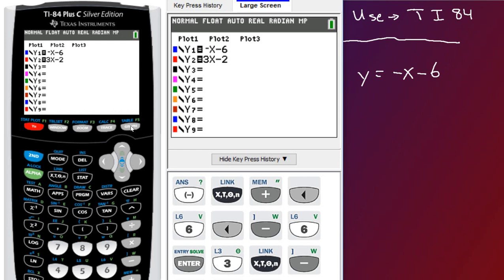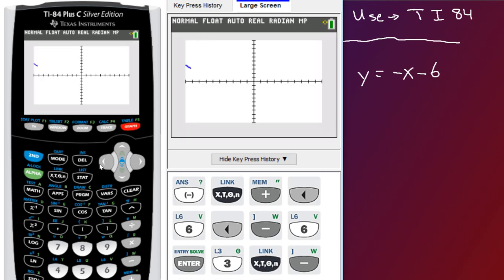Now this calculator emulator is a little bit slow, but we will get a picture of the graphs. So there's our first one, and our second one is coming up. And the answer to our problem is right here where these graphs meet. Now if they don't meet, then I do not have a solution. So the question is, well, what is this point?